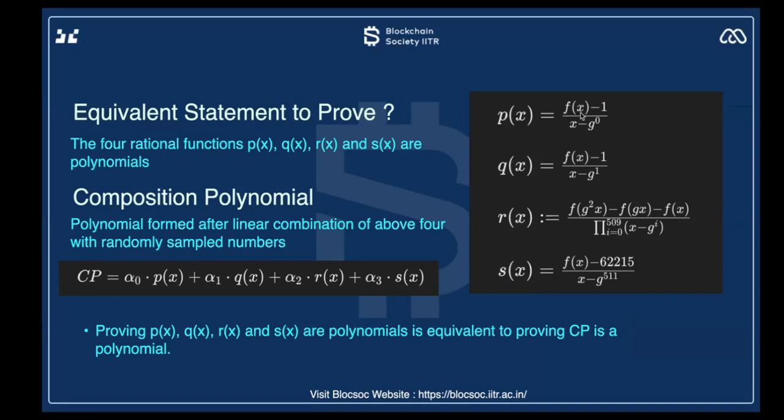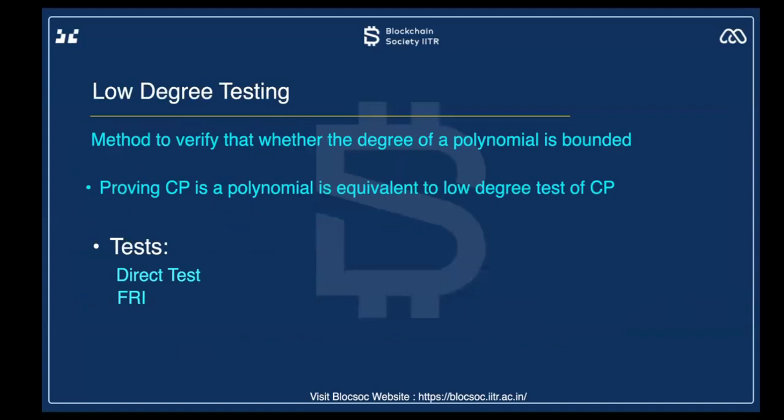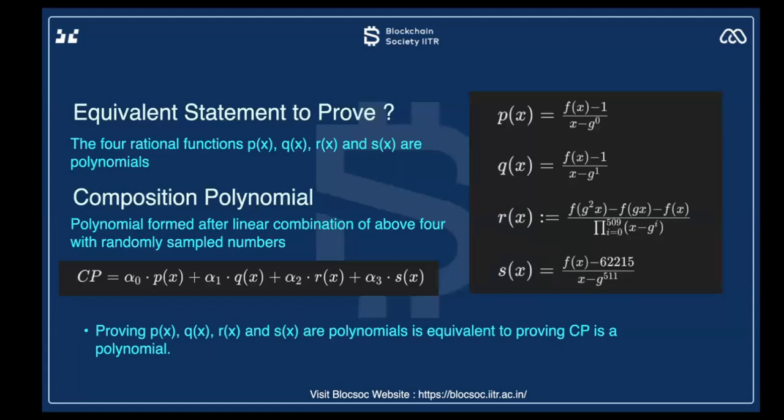Okay, so the degree of f(x) is at most 511 and the degree of the denominator is 1, so the degree of p(x) would be at most 510, and similarly the degree of q(x) would be at most 510, and the degree of r(x) would be at most 511 minus 510 equal to 1. So the degree of r(x) would be at most 1. So if we can somehow prove that these four polynomials have an upper bound on the degree, then our work is done. That is what low degree testing is for.